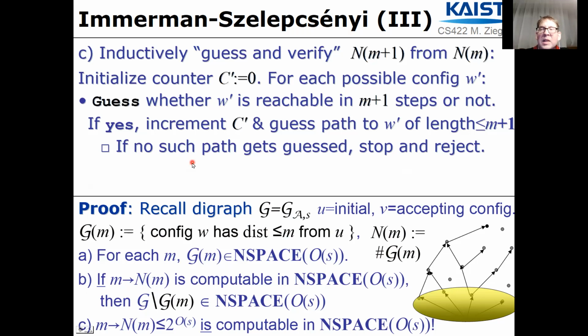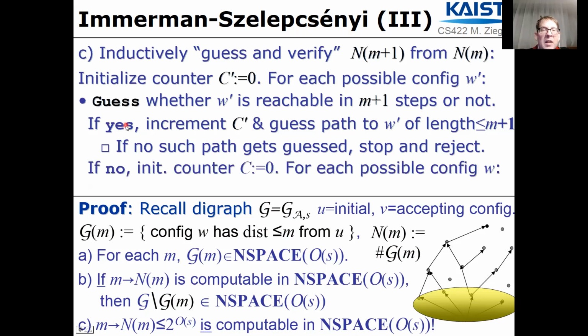But now the thing is, we don't have n of m plus 1 at our disposal to verify at the end whether and which of these guesses were correct. We want to compute n of m plus 1. So we need to find some other way of verifying whether the guesses were correct. And maybe specifically when the guess claims that the vertex W prime is not reachable in this number of steps, we're going to have another loop, a nested loop with again a counter C initialized to 0. And this counter will count the number of vertices reachable within m steps.